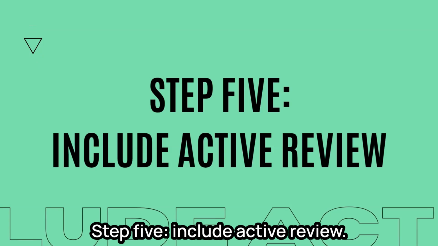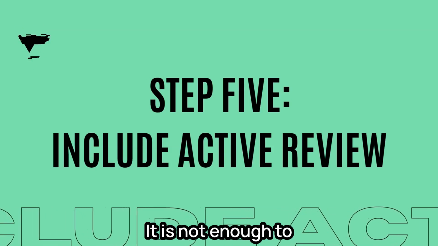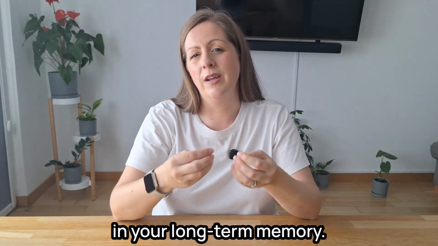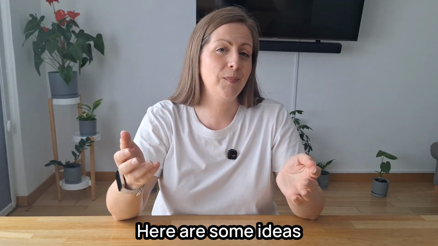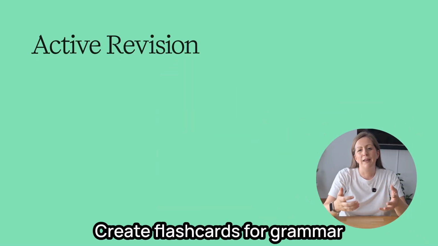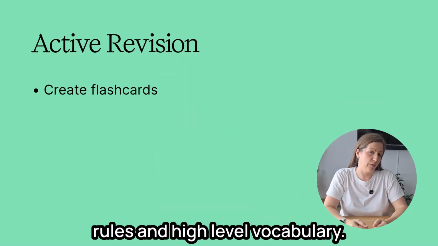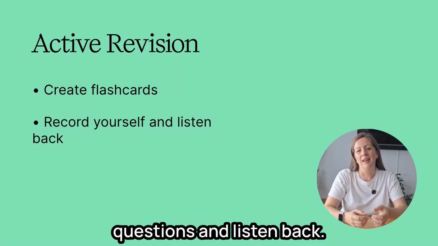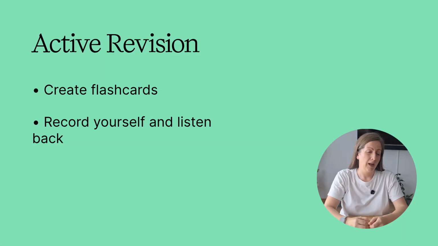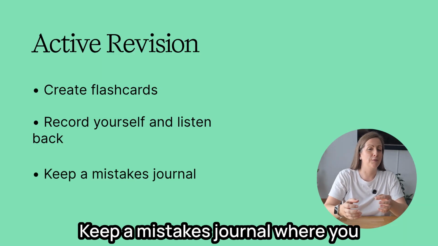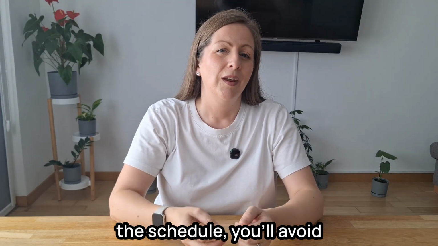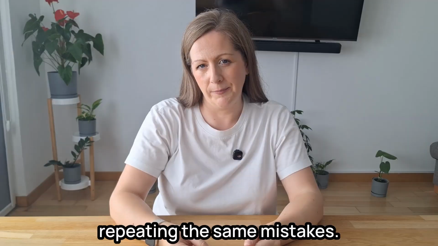Step 5, include active review. It's not enough to tick off activities, you need to review what you've learned. This is what keeps knowledge in your long-term memory. Here are some ideas for active revision. Create flashcards for grammar rules and high-level vocabulary. Record yourself speaking answers to exam-style questions and listen back. Keep a mistakes journal where you write errors you make very often, then review it weekly. By making review part of the schedule, you'll avoid repeating the same mistakes.